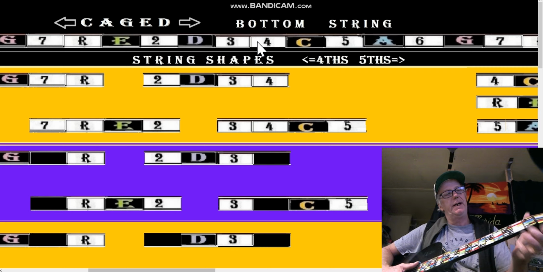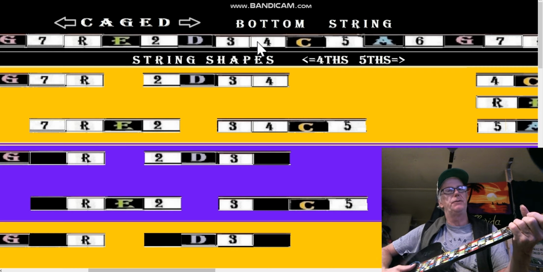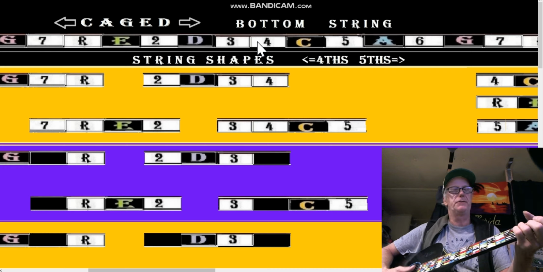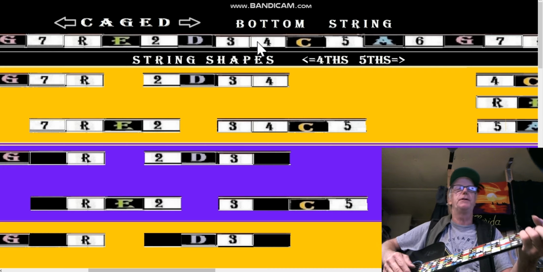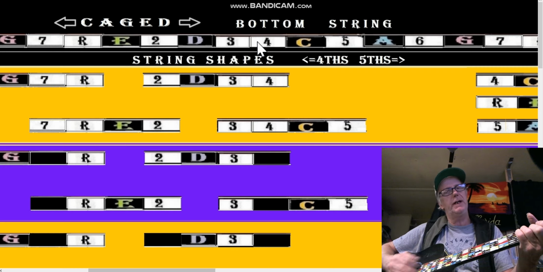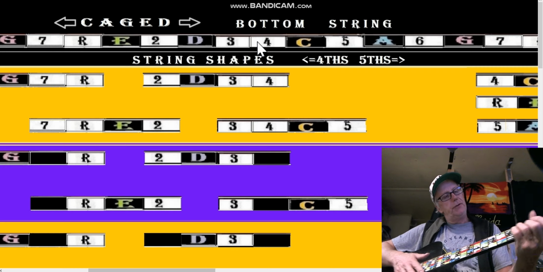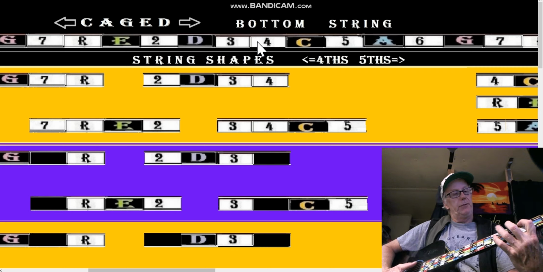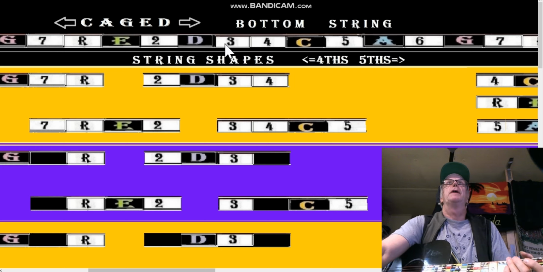Rather, C goes to A. It's an E shape. E goes to D. See, I mixed up what the chord is and what its shape is. I do that a lot with guitar. So the D shape, 2, 3, 4, is the string shape. That's what we're interested in.